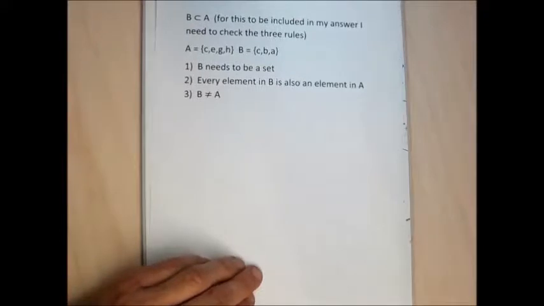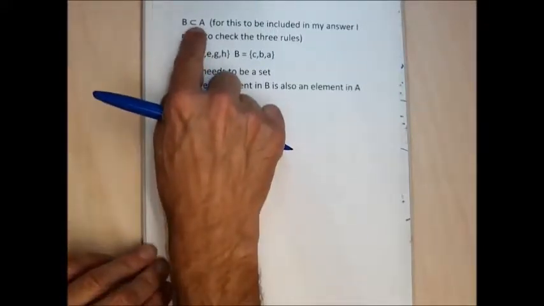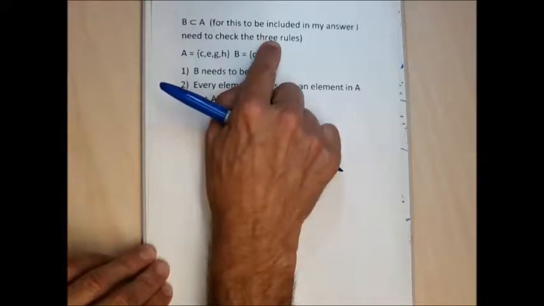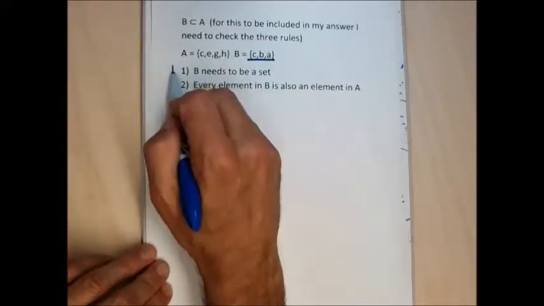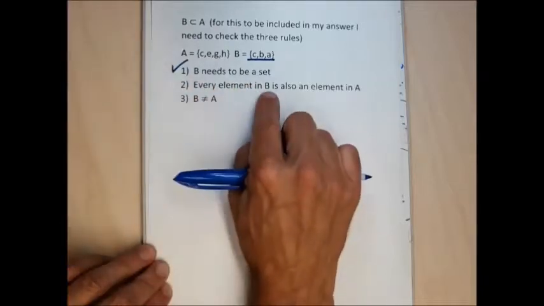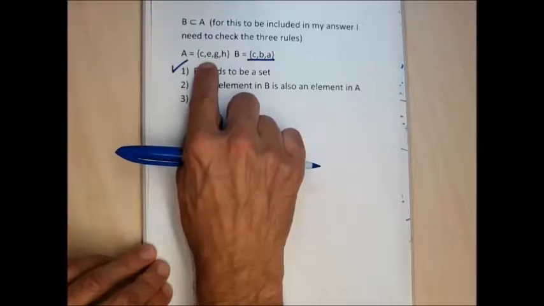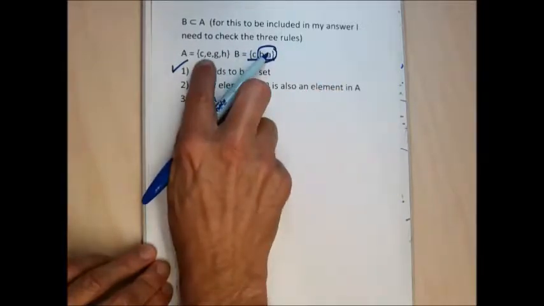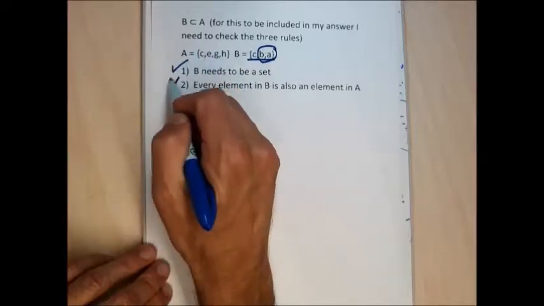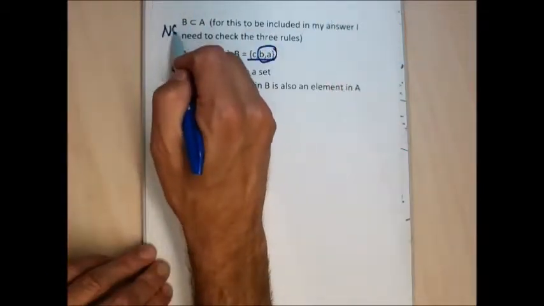Last symbol to worry about is B a proper subset of A. For B to be a proper subset of A, I have to check 3 rules. The first rule, B needs to be a set. B is a set because it's in set braces. Second rule, all three elements in set B need to be elements in set A. But there are two elements in set B that aren't elements in set A, so that rule's violated. Once I violate a rule, that symbol can't be in my answer.